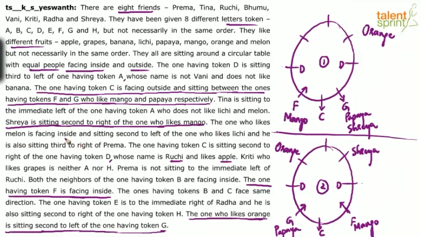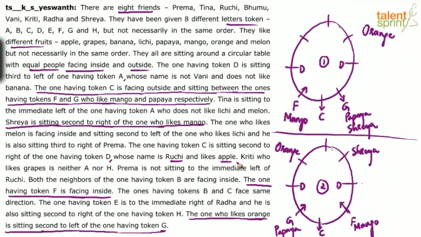Then the one who likes melon is facing inside and sitting second to the left of the one who likes lychee. No, not useful. And he is also sitting third to the right of Prema. Not useful. The one having token C is sitting second to the right of the one having token D. We have already understood that D can come in these two positions according to that. And then he says, name is Ruchi and likes apple. Kriti, who likes grapes, is neither A nor H. Prema is not sitting to the immediate left of Ruchi.